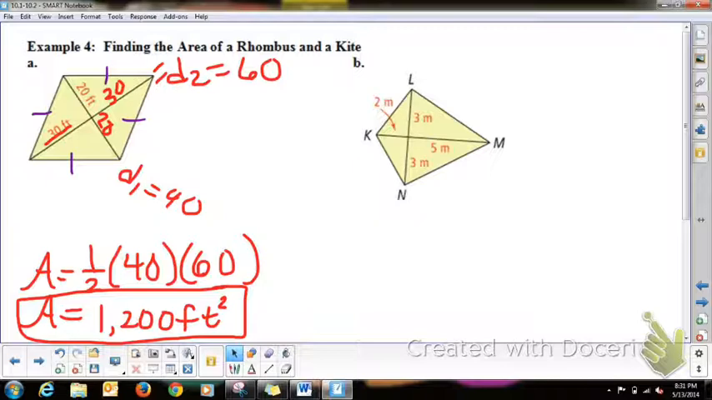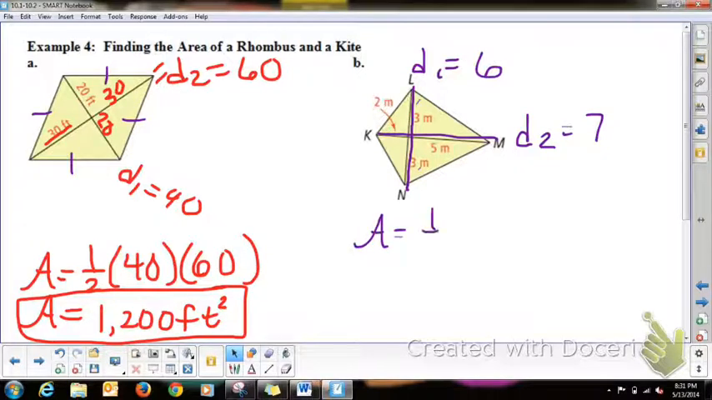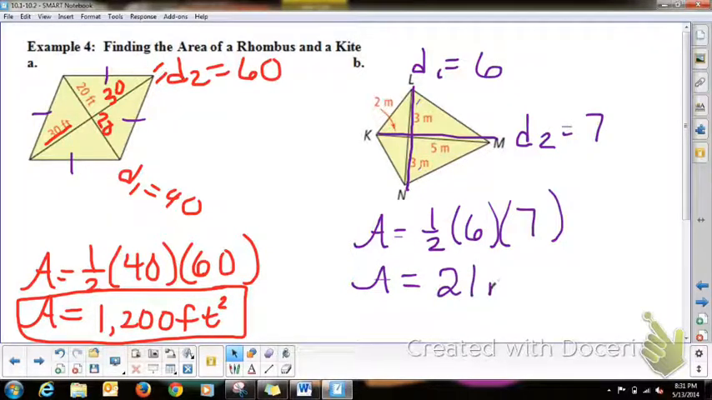Our next figure is a kite. We want to determine what the diagonals are. Diagonal LN is 3 and 3, so it's 6. Diagonal KM is 2 and 5, so it's 7. The area of a kite is the same formula, 1/2 of diagonal 1 times diagonal 2. 1/2 of 6 is 3, and 3 times 7 is 21. Meters times meters is meters squared.